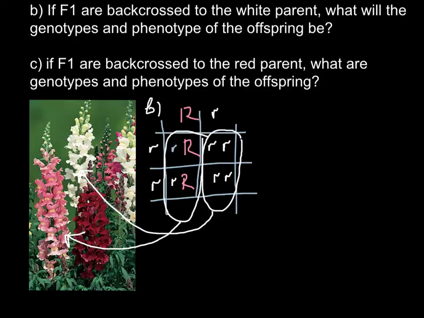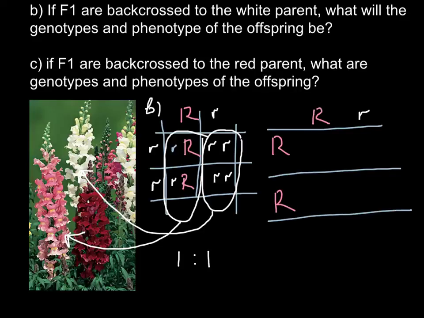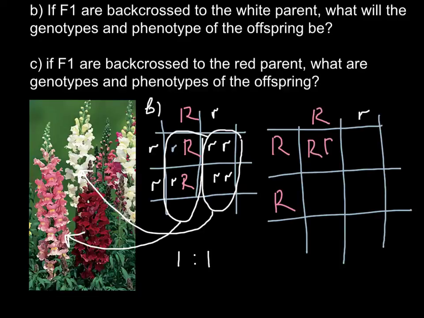And question C: if F1 are backcrossed to the red parent, what are the genotypes and phenotypes of the offspring? So here is a 1 to 1 ratio. So once again, F1 generation were capital R and small r, and we backcross it to the parent that is red color and has 2 capital R's, and we once again build our Punnett square. Here we have 2 capital R's from both parents, and here also 2 capital R's from both parents, and here we have capital R and small r, and in another square we have capital R and small r.